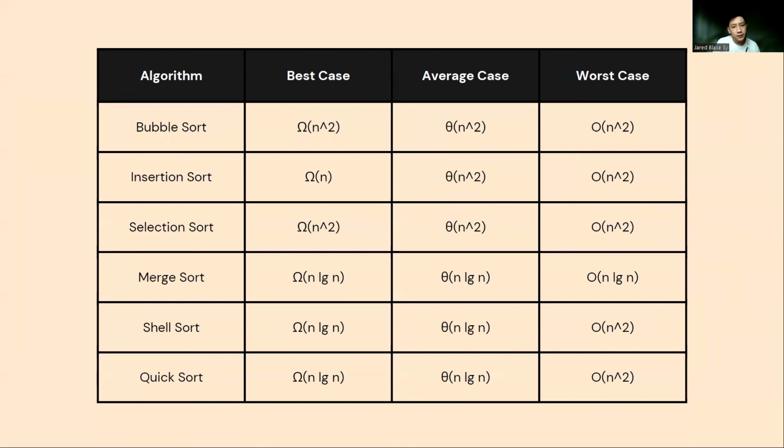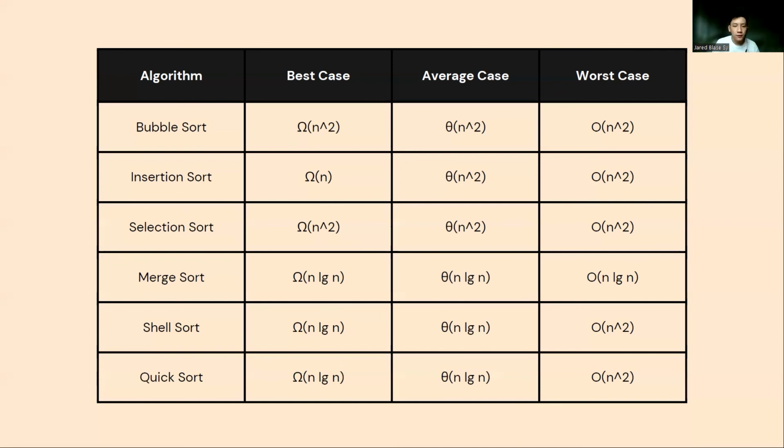Selection sort is not affected by the initial ordering of elements inside the list and will always result in O of n squared, but it will perform better than insertion sort and bubble sort when the input list is sorted in descending order. Merge sort is also not affected by the initial ordering of the elements. It just keeps cutting the list in half and performs a linear time merge operation.